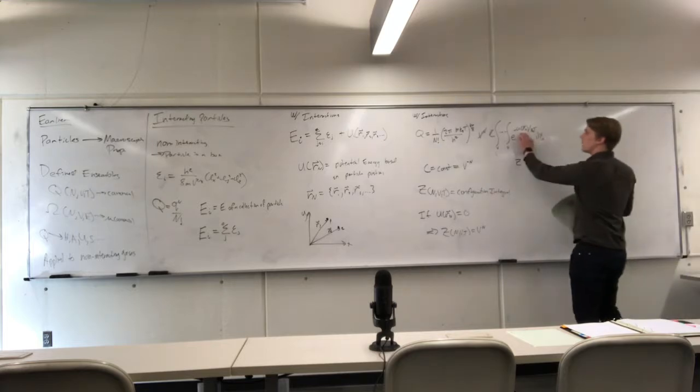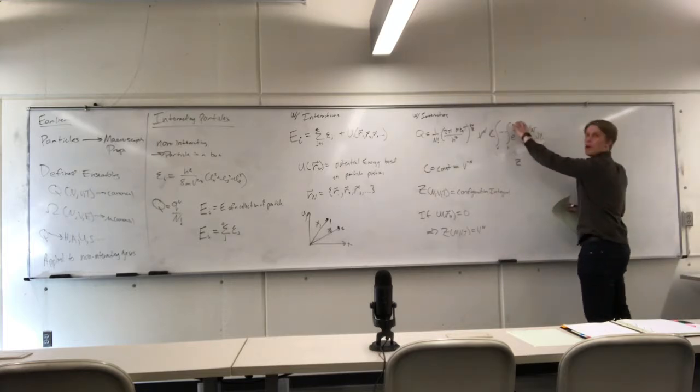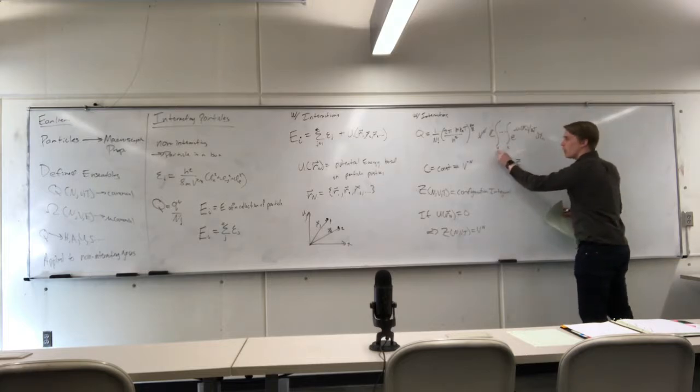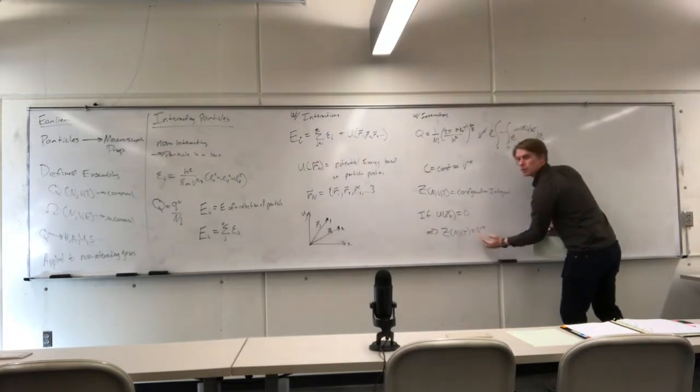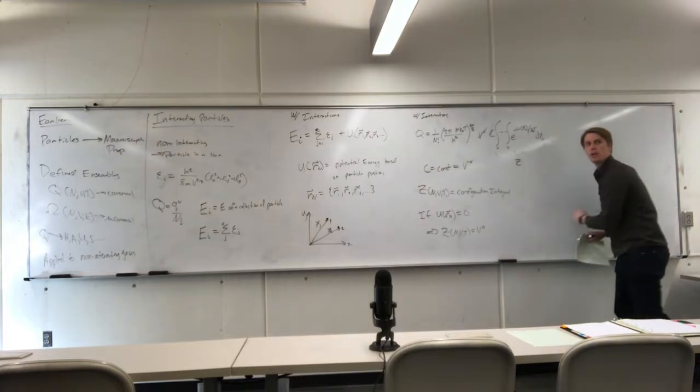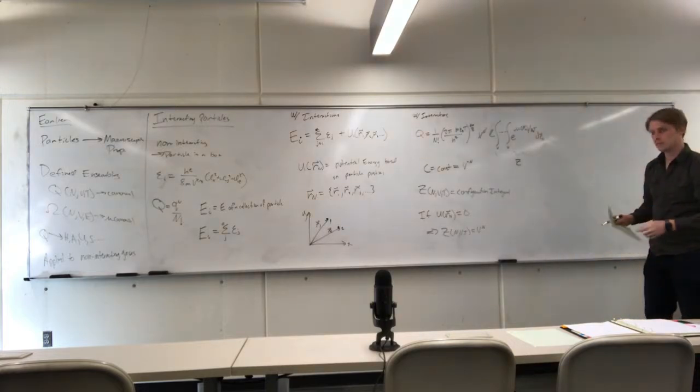So if this is 0, then e to the 0 is 1. All I'm doing is integrating over volume of 1, which just gives us the volume. And then we do that n times over again. So that gives us volume times volume times volume times volume times volume, all the way up to n number of particles.